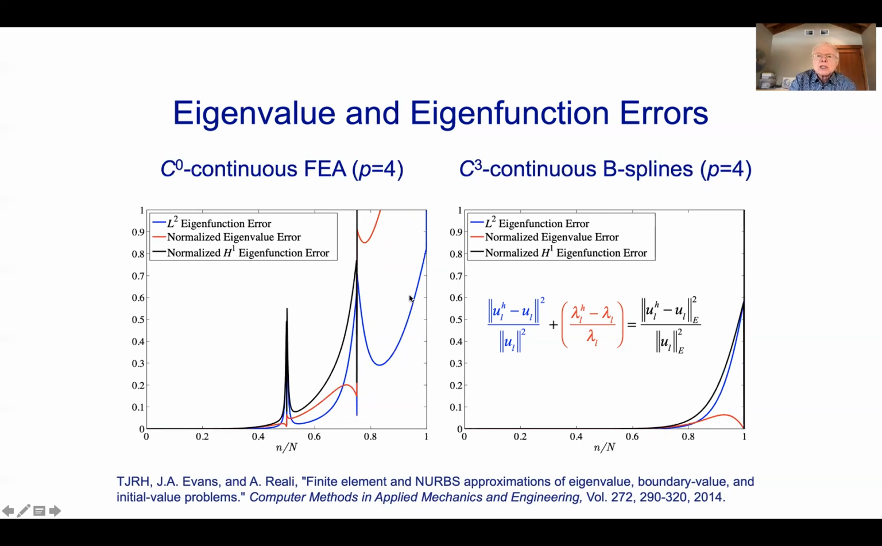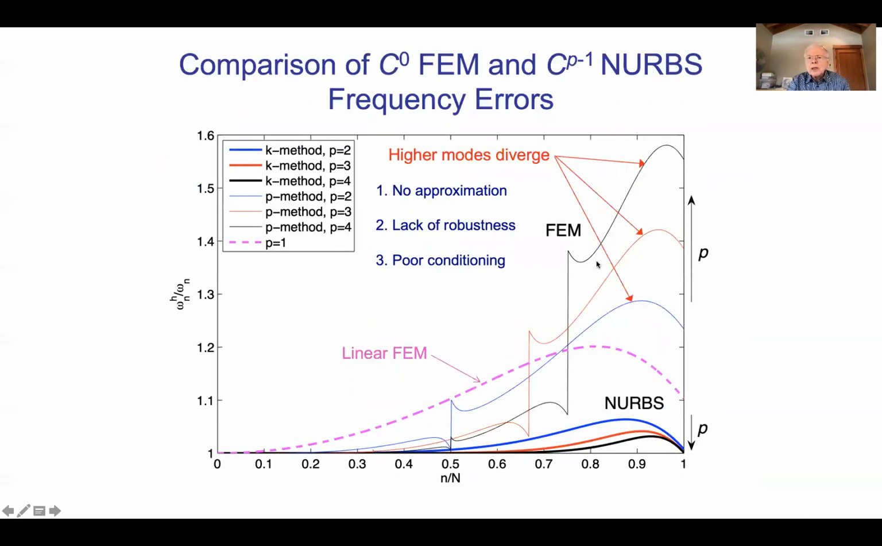Finite elements are getting worse. If you add these two curves, you're really off the page with the errors here, that's how bad they are. So what's going on? Well, this is the square root of the eigenvalues.